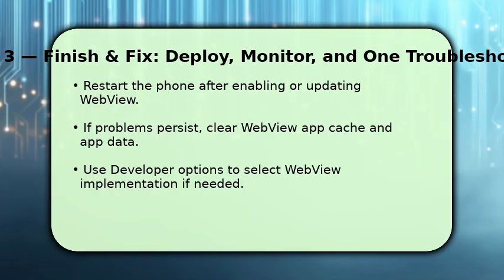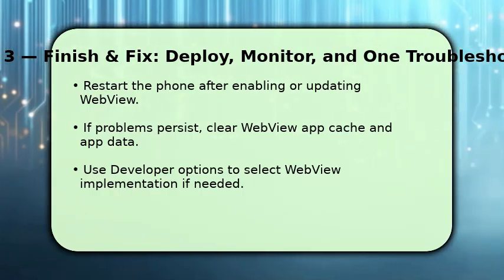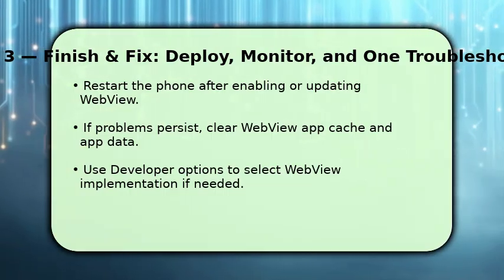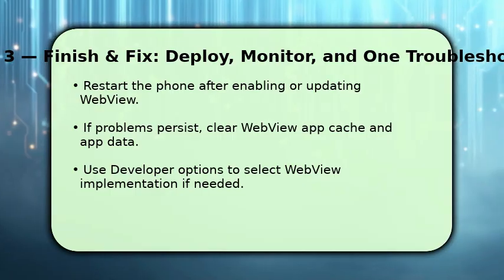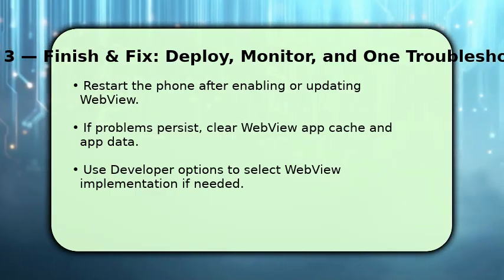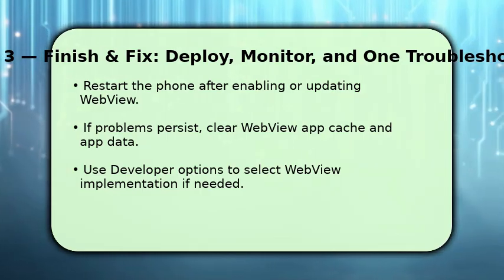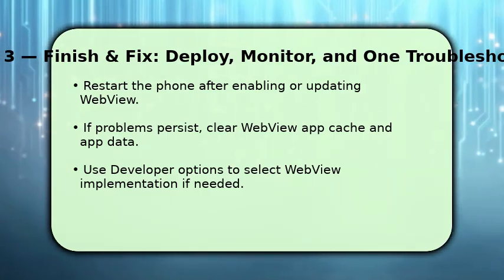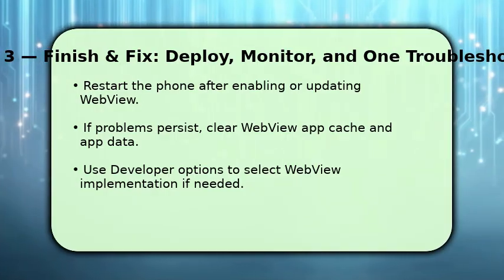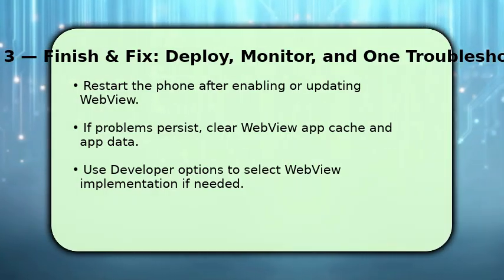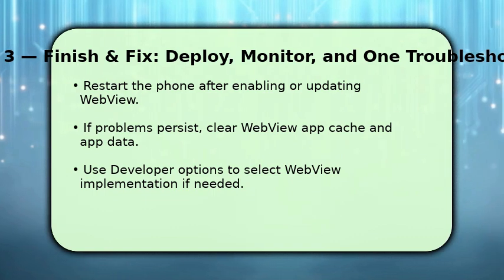If rendering still fails, return to App Info and clear cache, then clear data. This resets WebView state without harming personal files. As a final measure, enable Developer Options, tap Build number 7 times, open Developer Options, and choose the WebView implementation to switch between Android System WebView and Chrome. Make sure to restart again. If nothing works, consider uninstalling updates and reinstalling the latest update from Play Store.